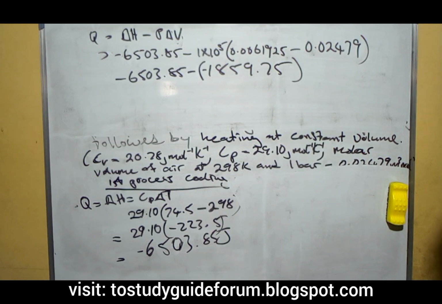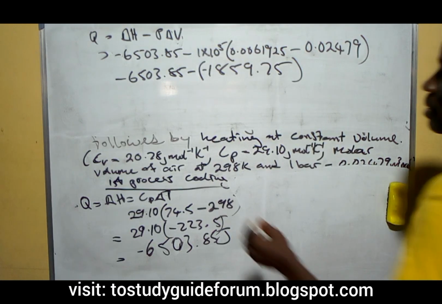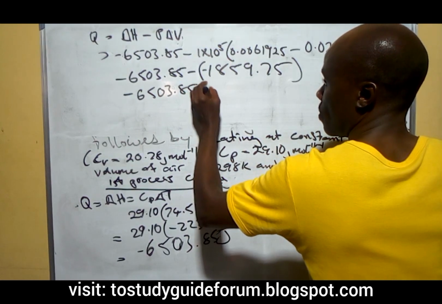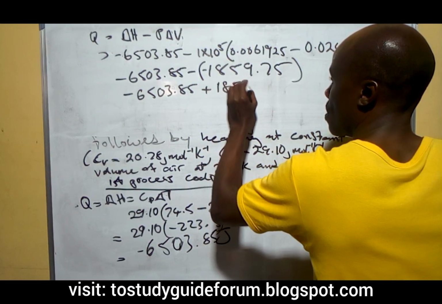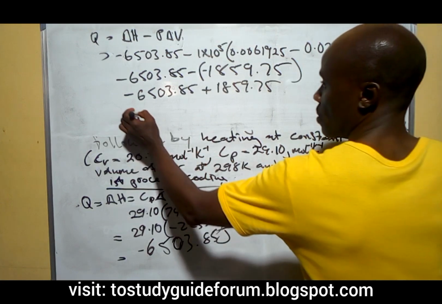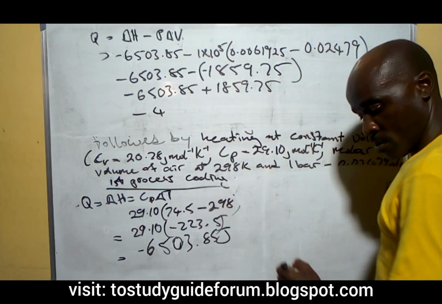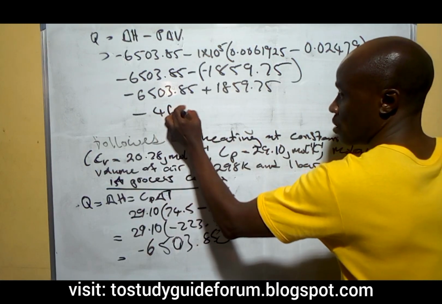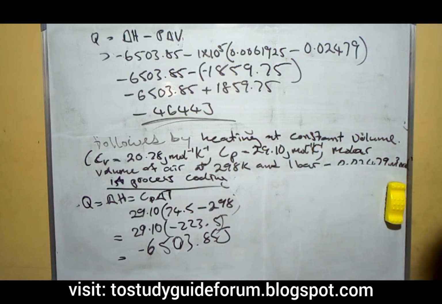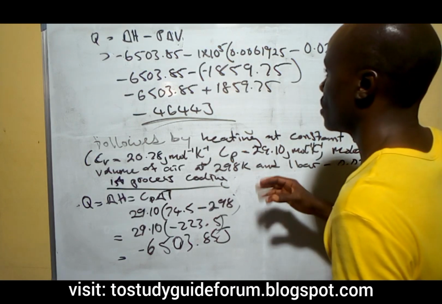So bracket minus, we have it to be 0 points plus. So by adding up together, we have equal to 4644 joules. That is another quantity of energy that we have there.